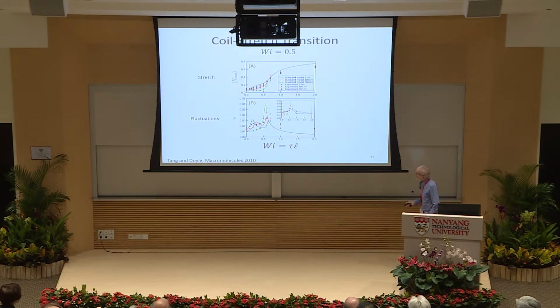So here are unknotted molecules, very classic things. And you can prove that basically this is like a first order phase transition. At a Weissenberg number of 1, you suddenly have a large stretch of your molecule. And together with that, if you look at the green data, you have an increase in fluctuations, which are all the signatures of a sudden first order phase transition.